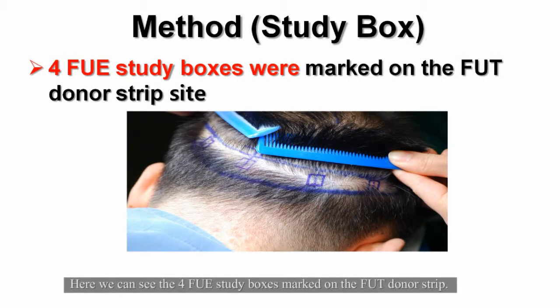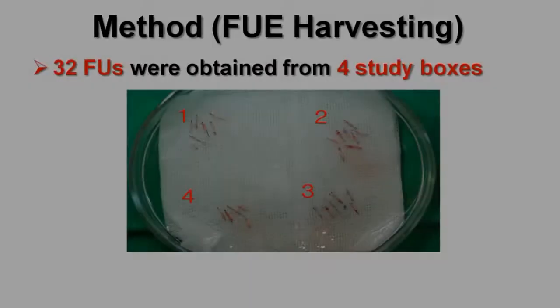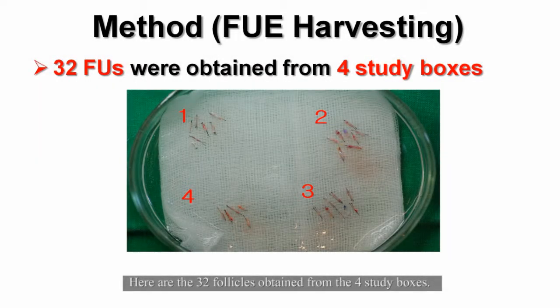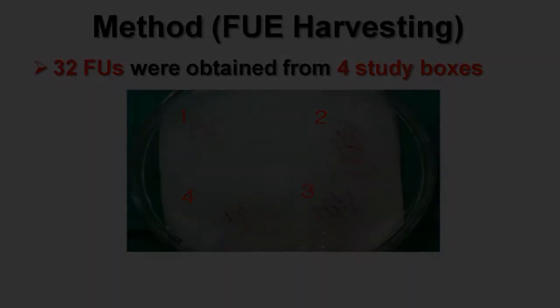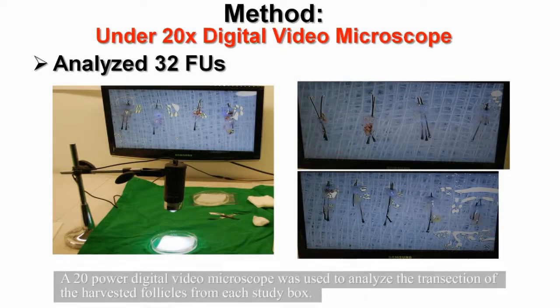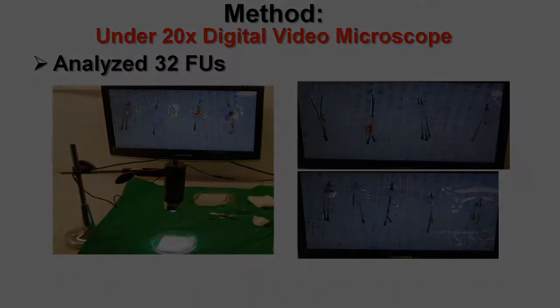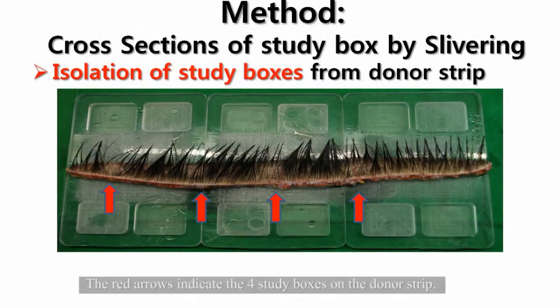Here we can see the 4 FUE study boxes marked on the FUT donor strip. Here are the 32 follicles obtained from the 4 study boxes. A 20-power digital video microscope was used to analyze the transection of the harvested follicles from each study box. The red arrows indicate the 4 study boxes on the donor strip.